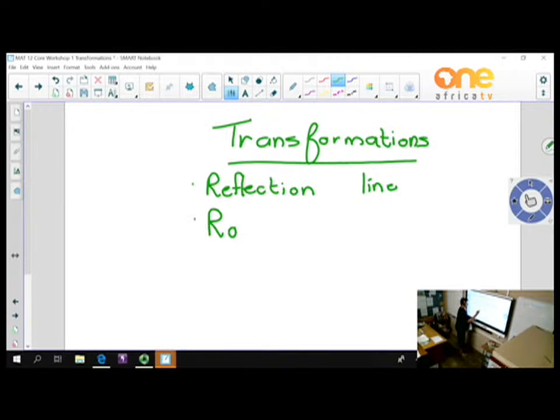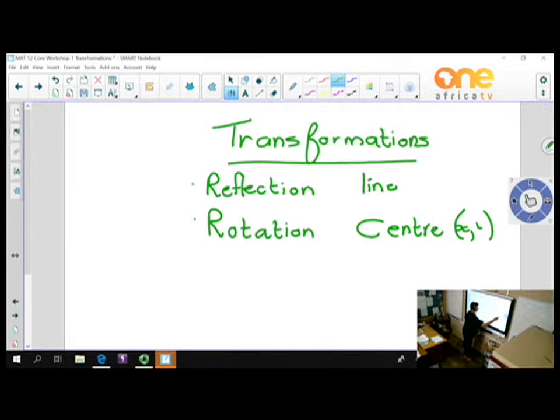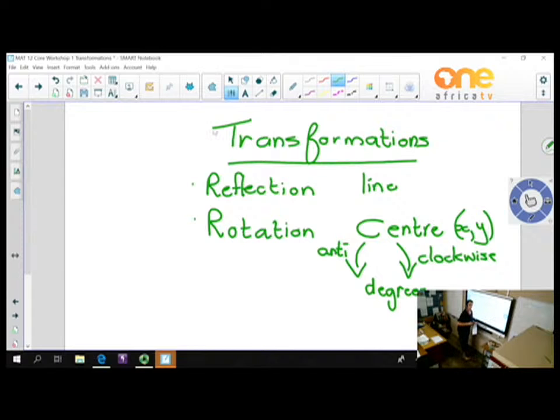The second one is a rotation. A rotation, I need a center, which we usually give as coordinates, x, y. What is the center of rotation? Then you have the direction. Is it clockwise or anti-clockwise? And then we have to give the degrees. Usually it will be 90 degrees clockwise or 180 degrees. That's what we use there.